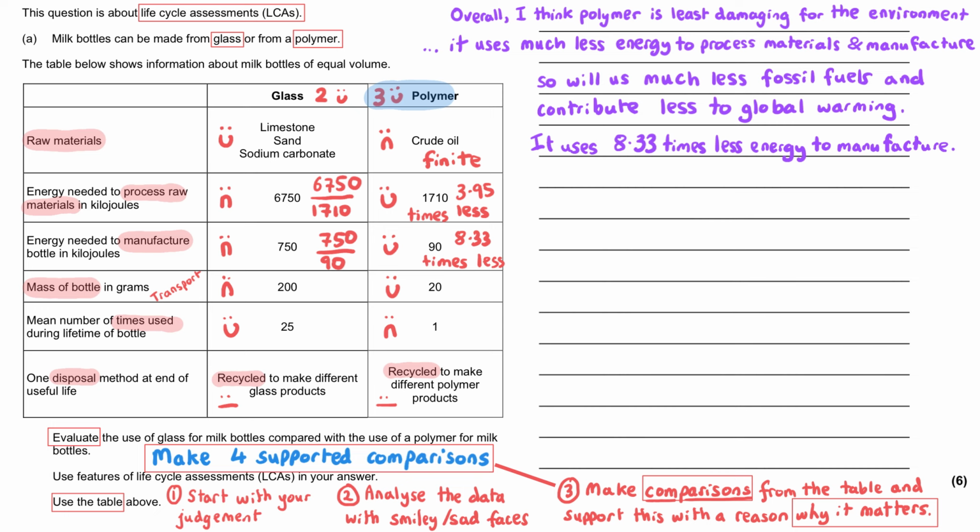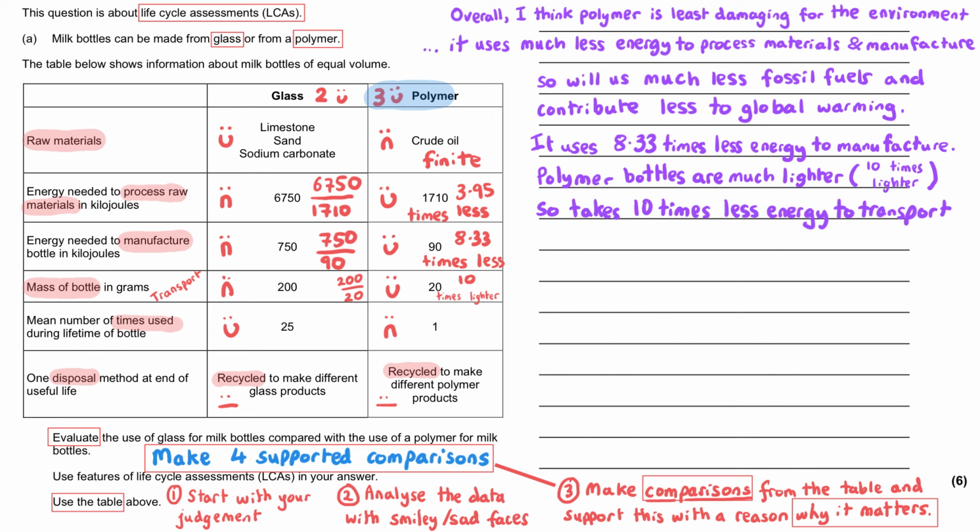But let me repeat, you don't need to fire all the numbers into this. But if you did do that, it is much better to use your comparative numbers than to just lift numbers from the table. And if we take a look at the mass of the bottle, we can say that the polymer is much lighter. Don't just quote the masses, say it's much lighter. And in fact, we can show off and say it is 10 times lighter. And if it's 10 times lighter, then that might mean it takes 10 times less energy to transport, which again is going to conserve our energy resources for everything that we've already said.